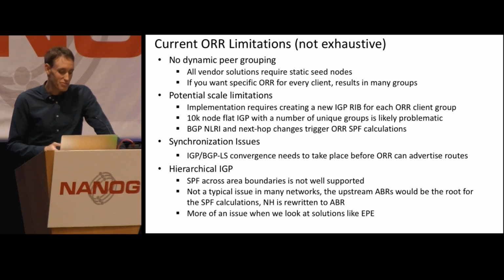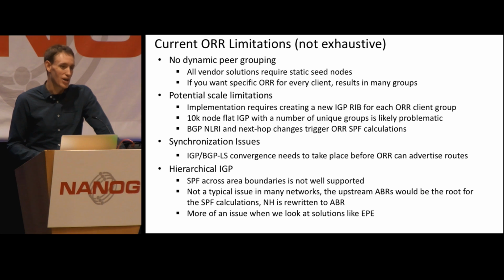I gave the caveat here, if you want a specific ORR group for every client, it's a lot of groups. I'm not sure there are too many networks where you would want to do that. There's also potential scale limitations. You are running an SPF on behalf of all the clients that are defined, or at least all the groups that are defined on the router. I've seen some pretty large IGPs, and the example here is if I've got 10,000 nodes in a flat IGP, and I have to run that every time there's a topology update, and I've got, say, 20 ORR groups defined. That's a lot of work.